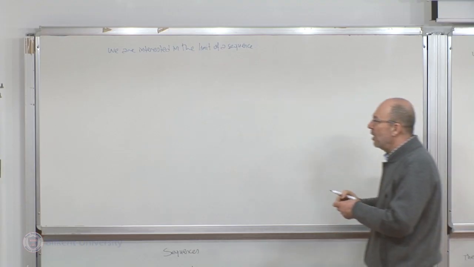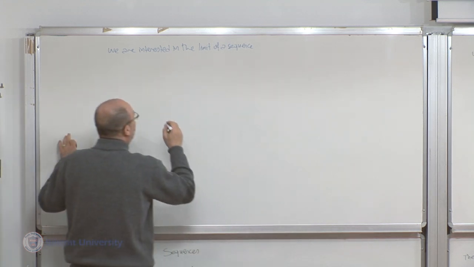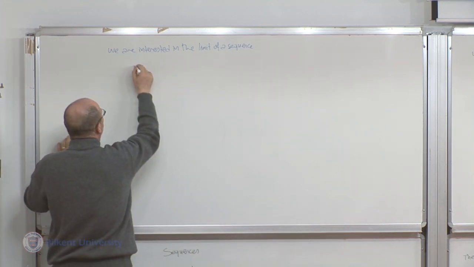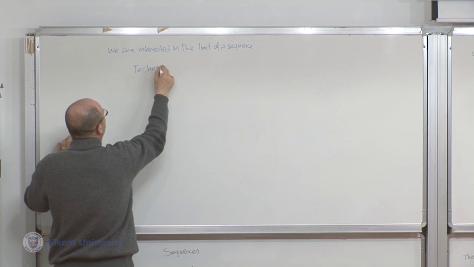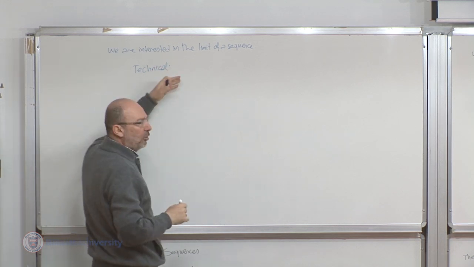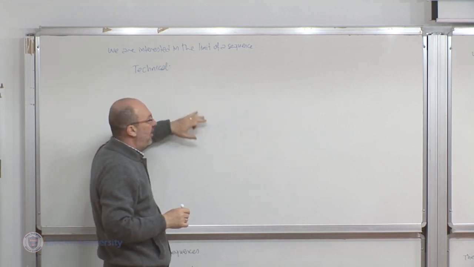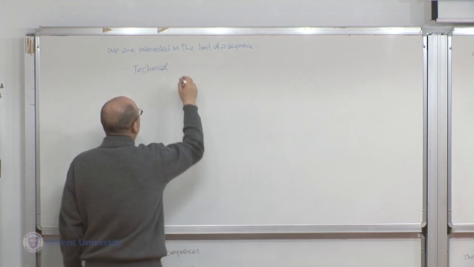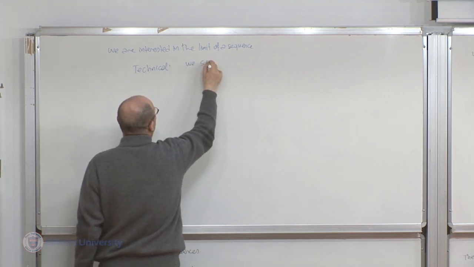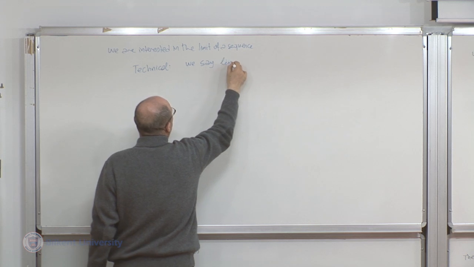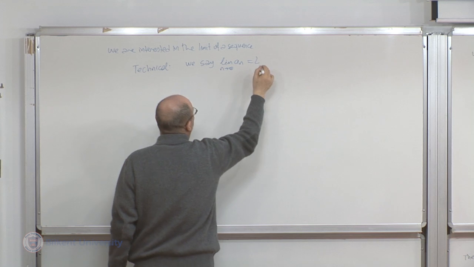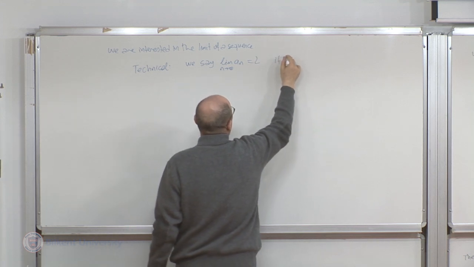But first of all, let's technically talk about the limit. So first I'll give the technical definition. When you are in trouble, you go back to the technical definition, and I'll explain it. Most of the time we use that. We say the limit of a sequence an as n goes to infinity is equal to L if the following holds.